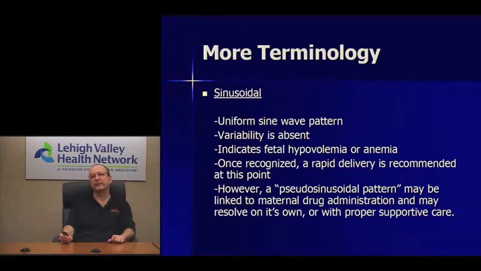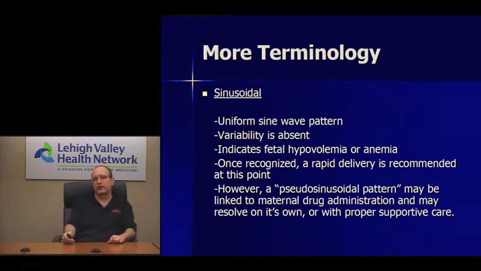Sinusoidal wave pattern. This is a uniform sine wave pattern. That means the pattern on the fetal heart rate monitor is going up and down in a very uniform motion, and it keeps repeating itself. So the actual variability is absent, and it indicates fetal hypovolemia or anemia. Once it's recognized, a rapid delivery is recommended at this point.